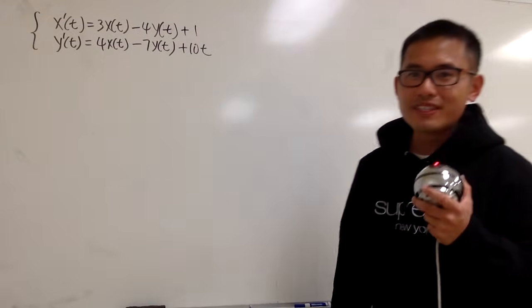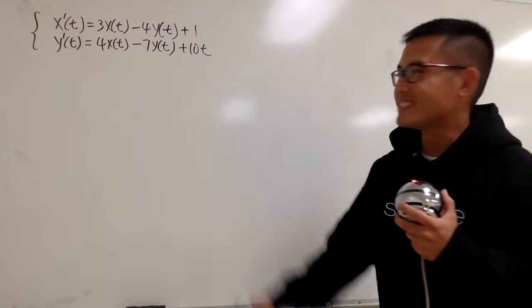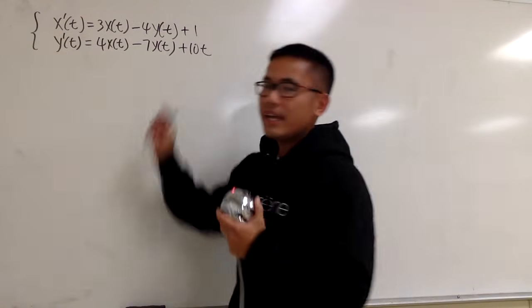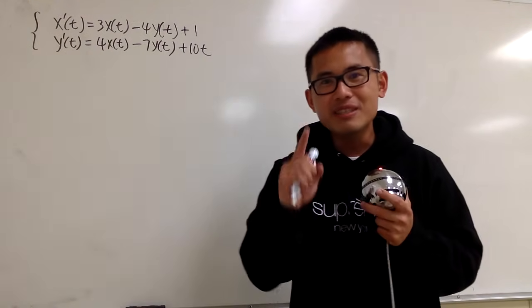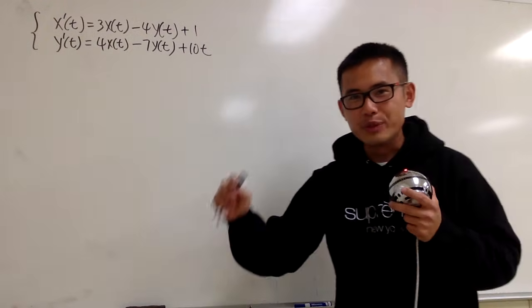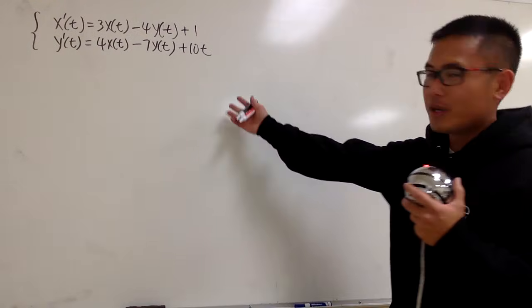Okay, in this video, I'll show you guys how to solve a system of differential equations. Let's look at this right here. First of all, notice that we have both x and y, and they are both functions of time. So that means at the end, we must have x of t is equal to whatever, and y of t is equal to whatever, all right? And this is how we're going to do it.